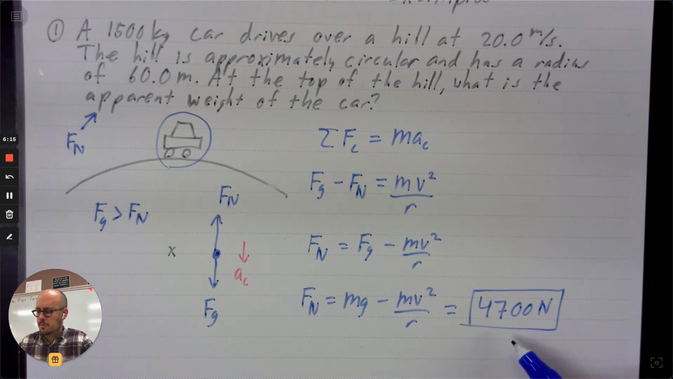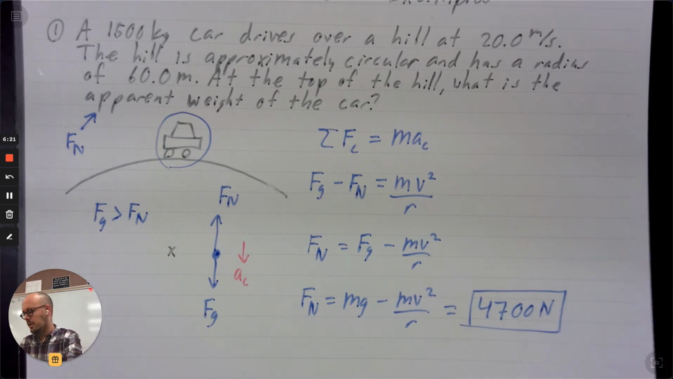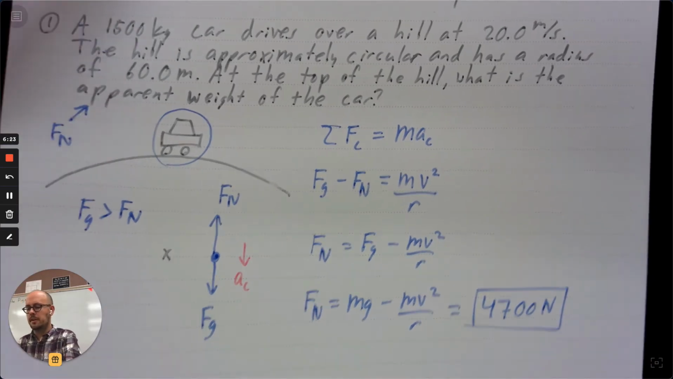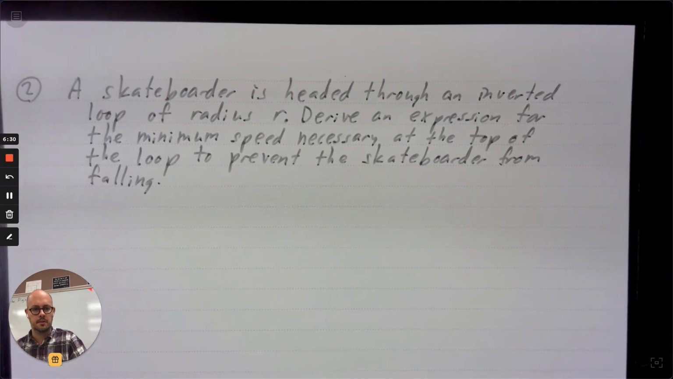It's probably a little bit above just because I'm rounding, but this is significantly lower than the weight of the car. So, if you go really fast over a hill, you're going to get that feeling in your stomach like you do when you take a roller coaster ride, where you feel light and it feels like your stomach is churning a little bit.